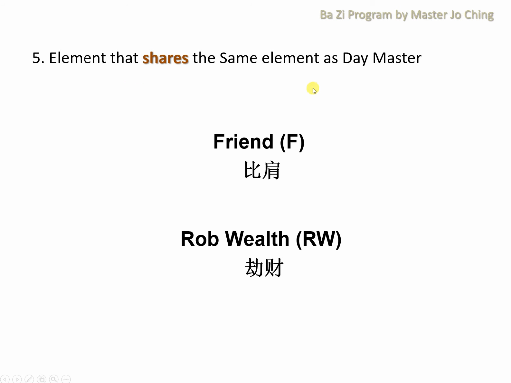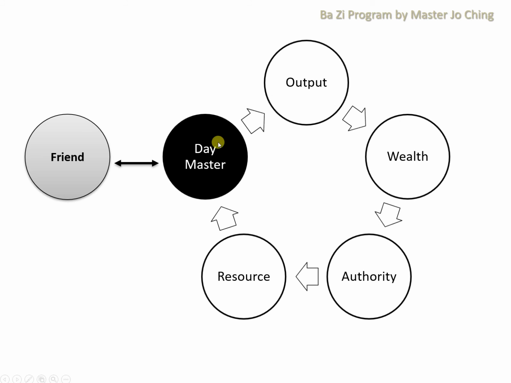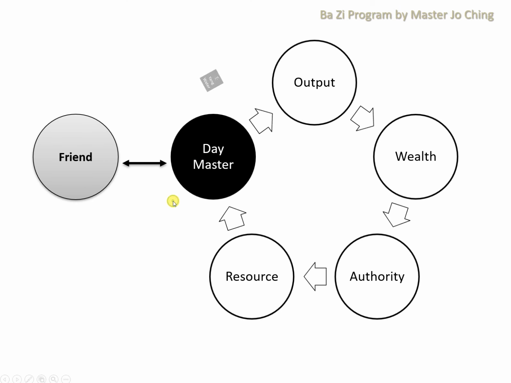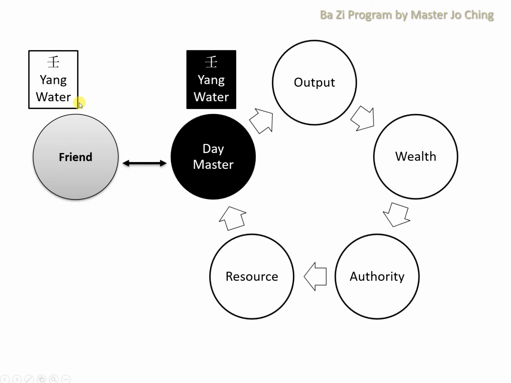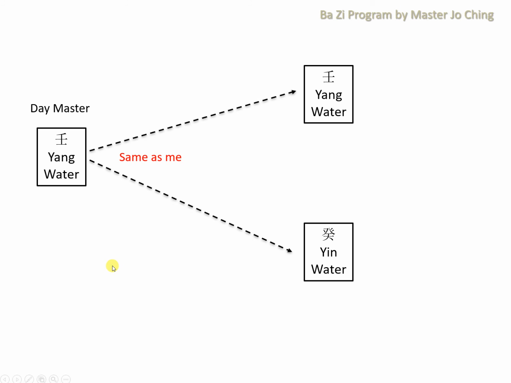Element that shares the same element as day master: one is friend, one is Rob Wealth. But which one? So we're looking at day master is water. You got two types of water here, Yang water or Yin water, Ren or Kui. How do you tell which one is going to be the friend, which one is going to be the Rob Wealth? Okay, same as me.